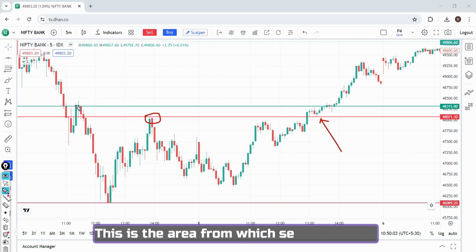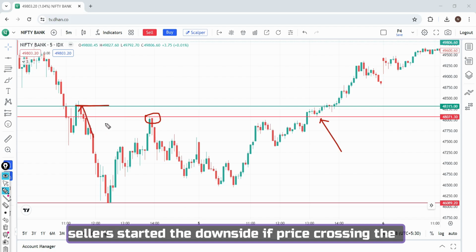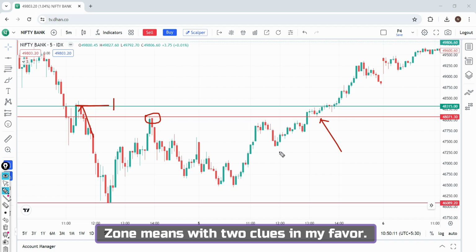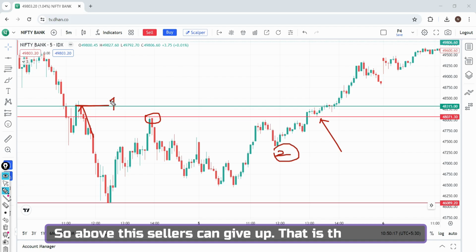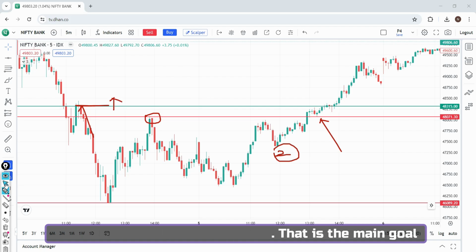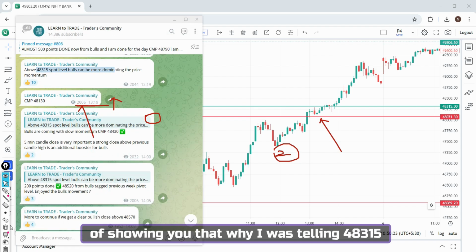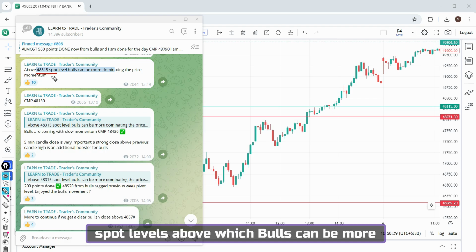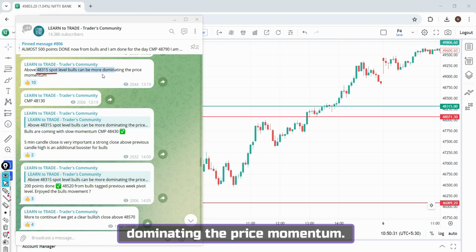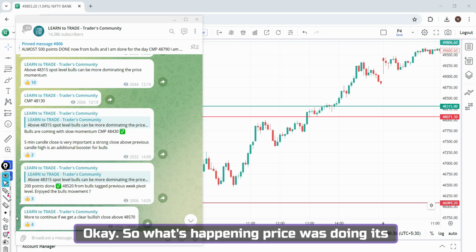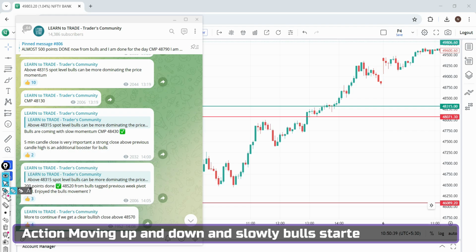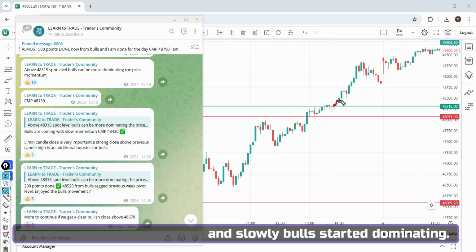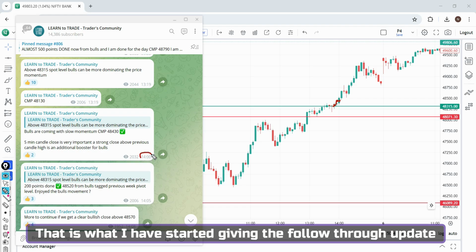So I have two very clear clues that bulls are trying to come. That's it. This is the area where sellers started the downside move. If price crosses the zone, with two clues in my favor, higher low formation and price taking support, then above this, sellers can give up. That is the main goal of showing you why I was telling 48315 spot level, above which bulls can be more dominating the price momentum. Okay, so what's happening? Price was doing its action, moving up and down, and slowly bulls started dominating. That is when I started giving the follow through update.